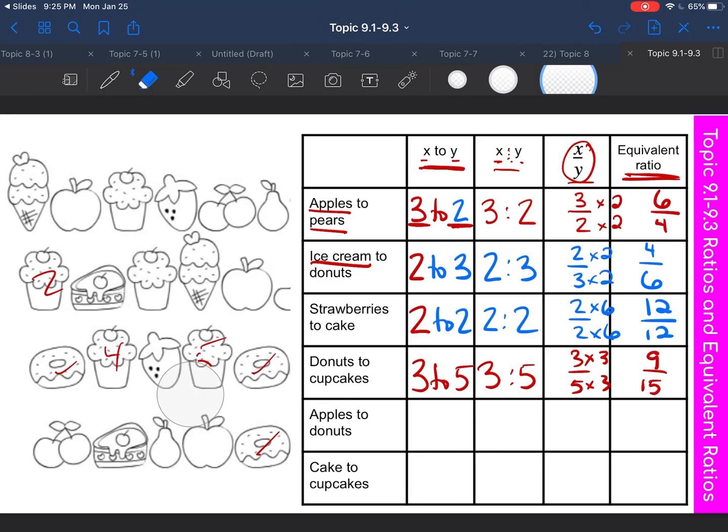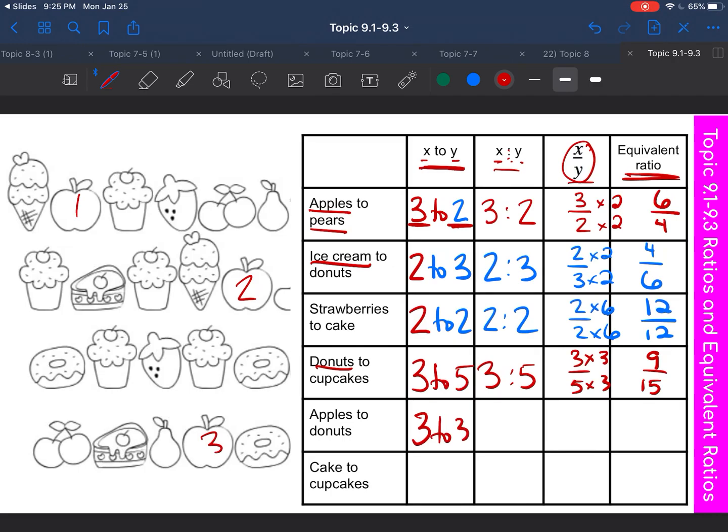We're getting towards the end. Let's look at apples to donuts. 1, 2, 3. 3 apples. And donuts I already found was 3 as well. So 3 to 3. I can multiply by 2, by 3, by 4, whatever you choose to get 6 to 6.